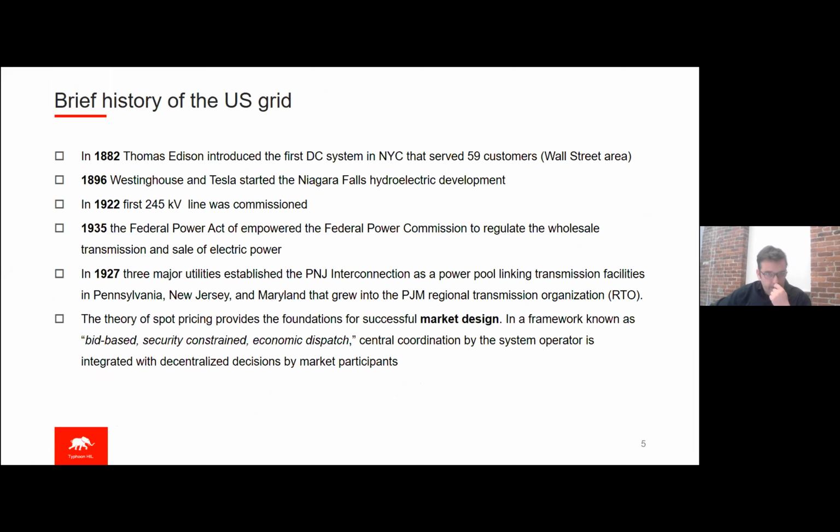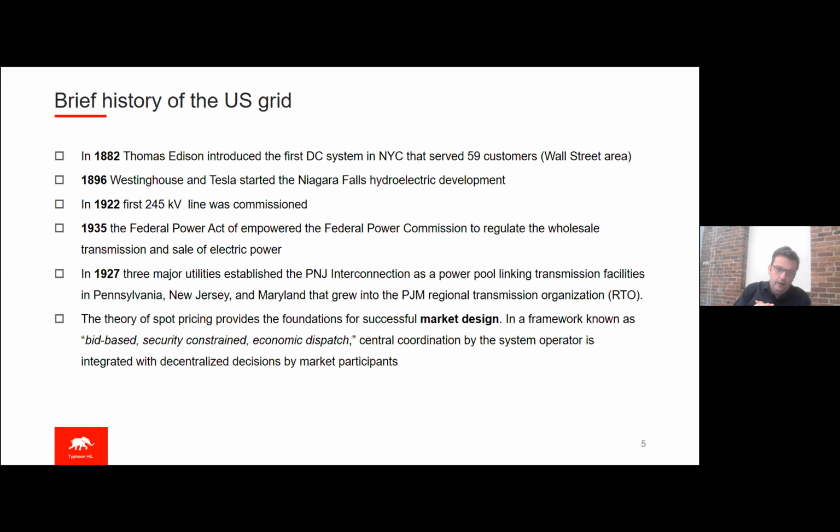So when we look back, I always like to spend a little bit of time thinking about how we got where we got. We all know that in the 1880s Thomas Edison built the first DC, you could call it a microgrid, a small local distribution system. But then very quickly we started going in a different direction with AC distribution, and of course the famous Westinghouse, Tesla, and Niagara Falls hydroelectric development, where we built the transmission line to connect New York City with this generator.